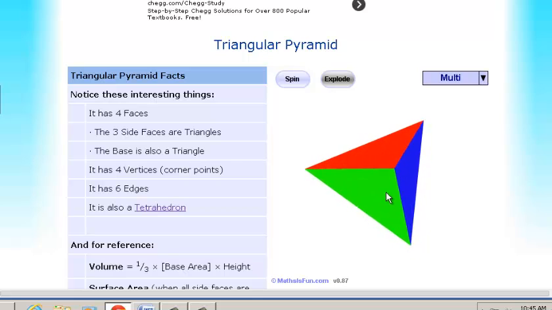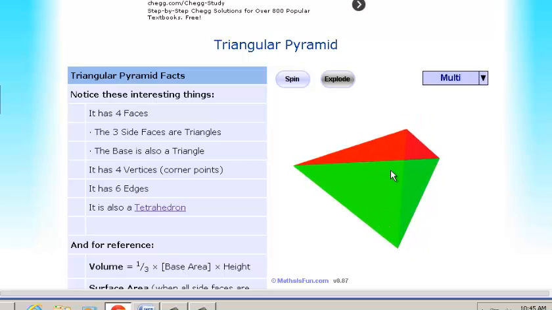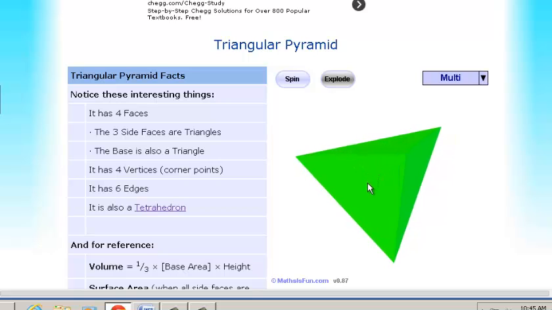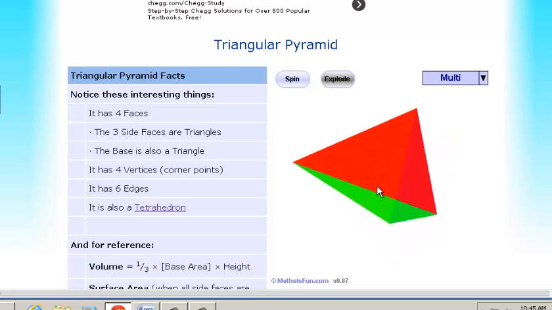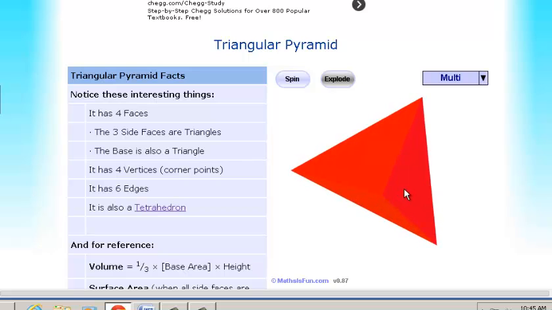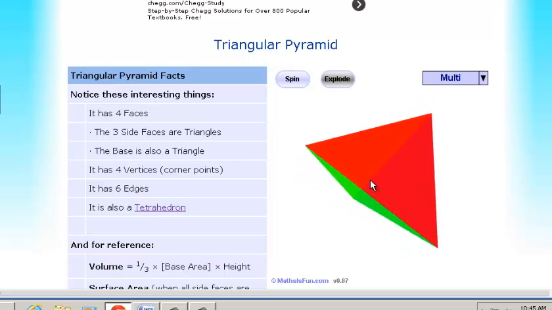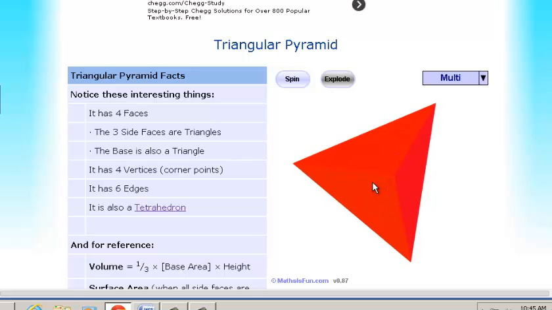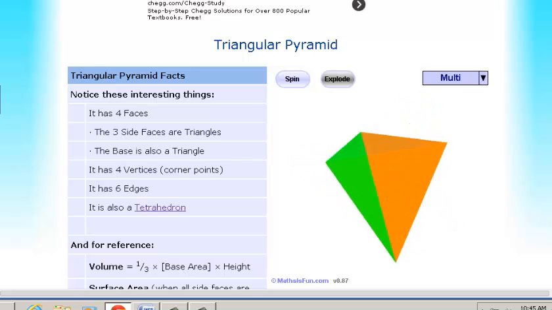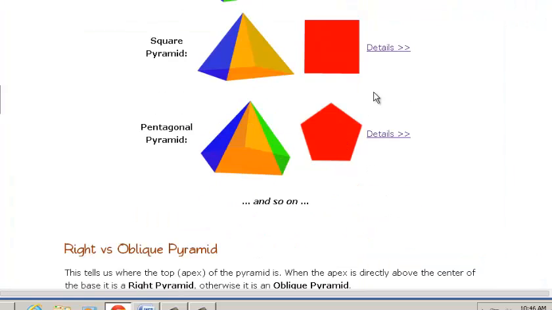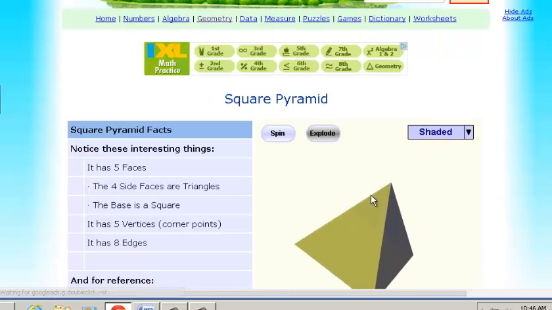These different multicolored ones are called the faces of this pyramid. Again, a pyramid is, think about the great pyramids of Egypt. It's something like this with the triangles all around. We'll talk about it in a minute. But this is a triangular pyramid. Going back to maybe a square pyramid.